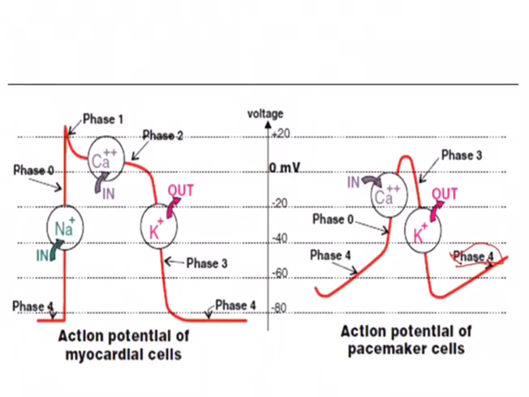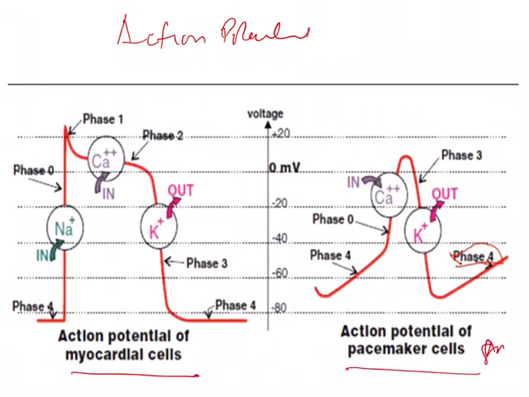Let us discuss the action potential in the myocardium. The action potential in the myocardial cells and the action potential of the pacemaker cells, that is the SA node or AV node, are totally different, and so is how they react to changes in the electrolytes.